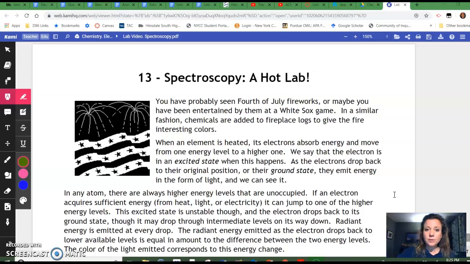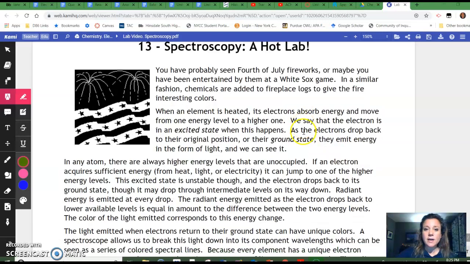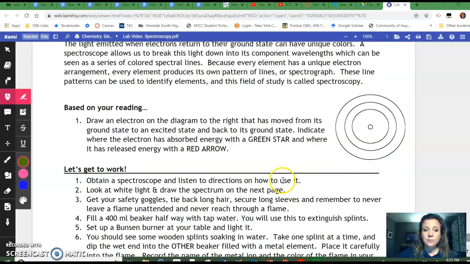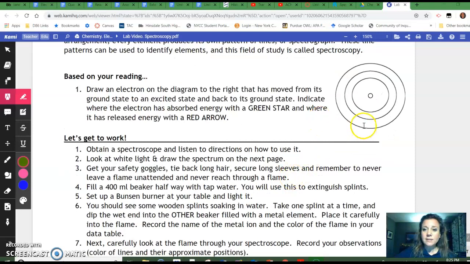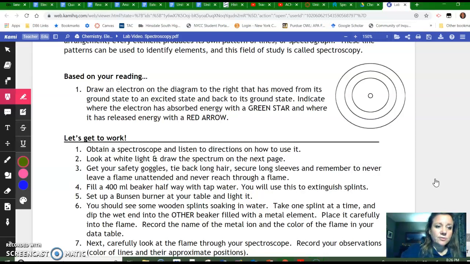So what we're looking at here is the lab handout called Spectroscopy, a Hot Lab. And you guys can read this whole introduction on your own, but I just want to come back down to this diagram that we have here. And so our directions are to draw an electron on the diagram to the right that has moved from its ground state to an excited state and then back to its ground state. So I'm going to go ahead and do just that.